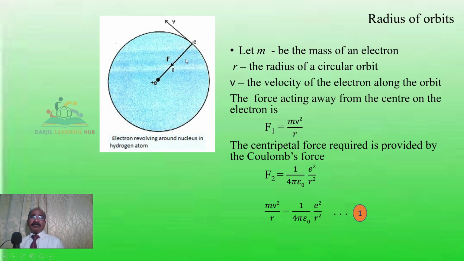If there is a positive charge and a negative charge, there will be an electrostatic force of attraction between the two, as the scientist Coulomb has said. Based on that, the force will be equal to 1 divided by 4 pi epsilon 0 times e squared divided by r squared. Since the two forces are equal, the electrons are revolving in the circular orbit. Therefore, this is our equation number 1.